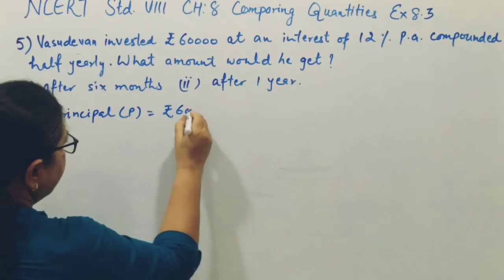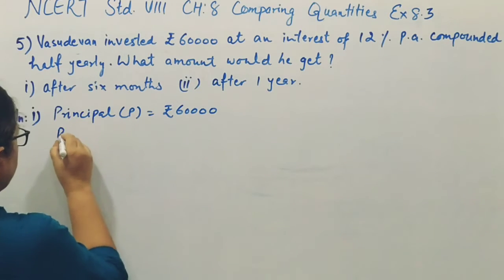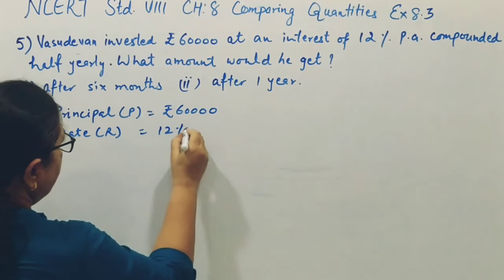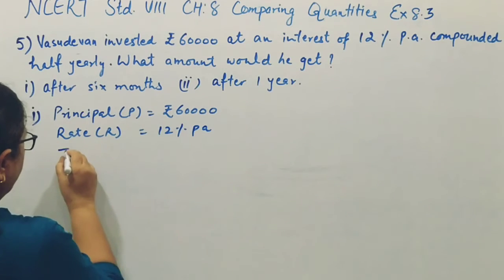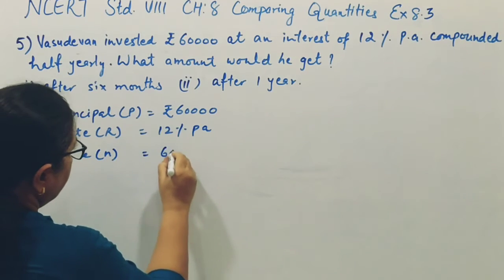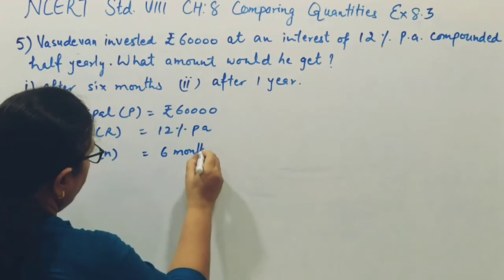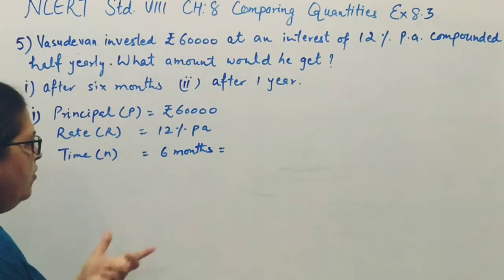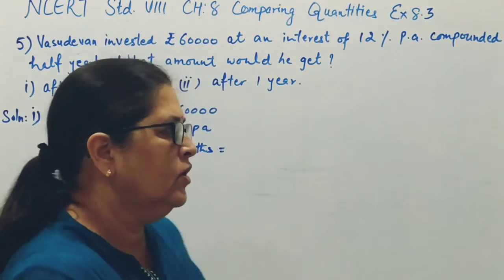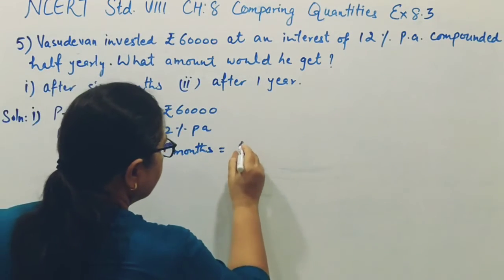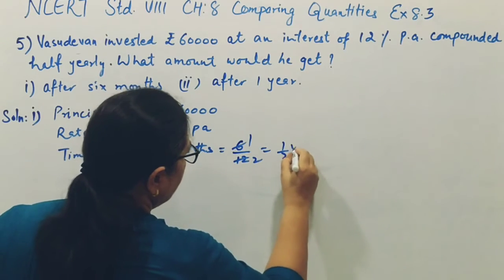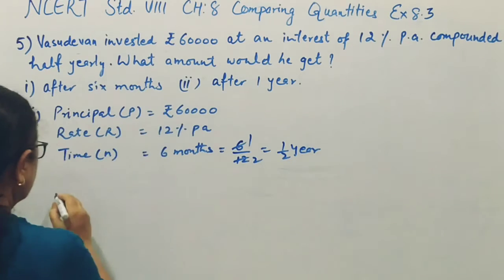Principal, rupees 60,000. Rate, 12% per annum. Time, 6 months. Whenever we calculate interest, we keep time in years. So we will convert 6 months into years. It will become 1/2 year.